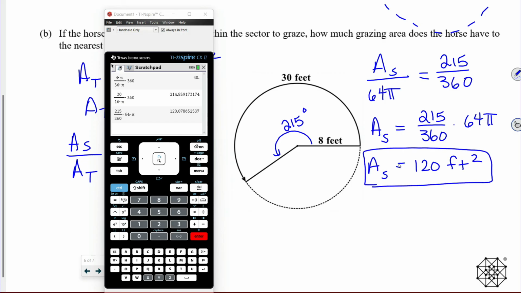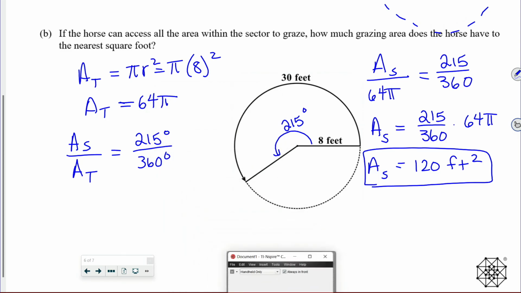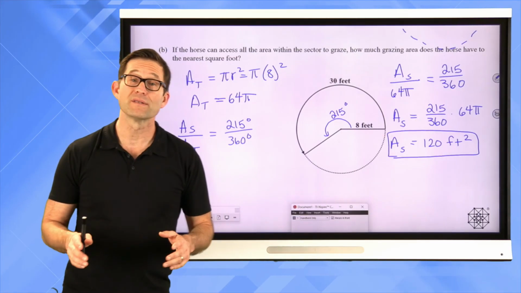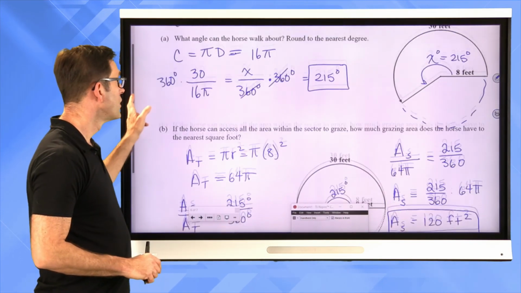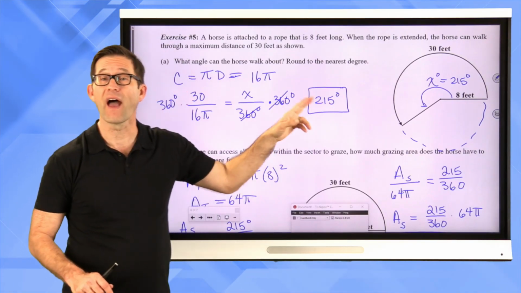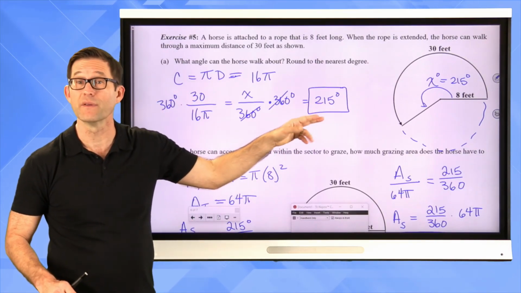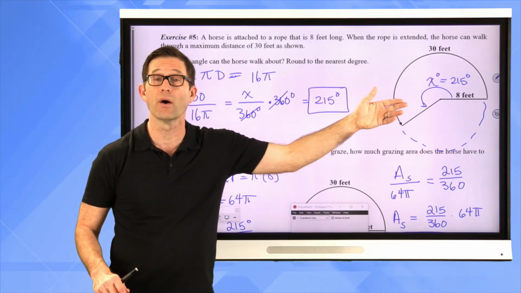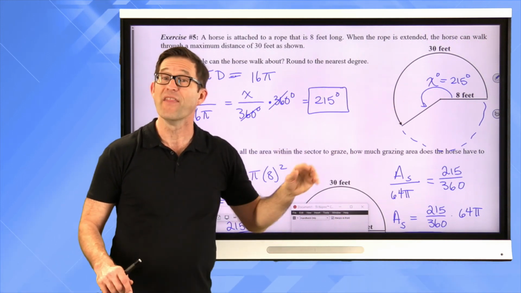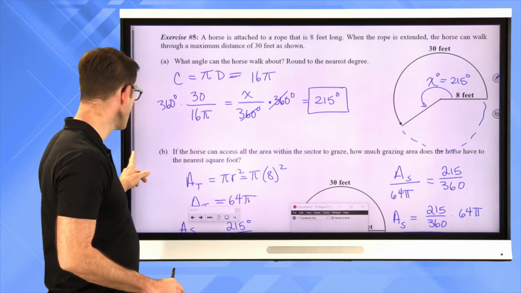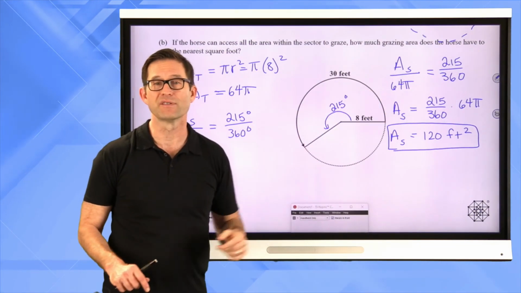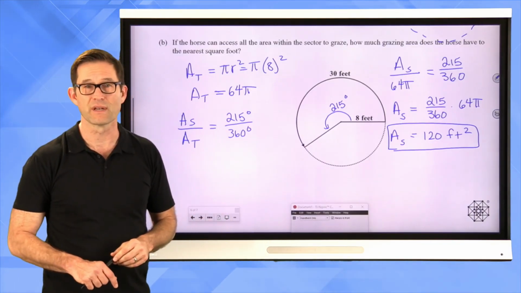All right, and that's it. Kind of a nice problem, right? Because in the first part of the problem, we used the arc length to figure out the central angle of the sector. And this is one of the only situations we dealt with where we were working with a major sector versus a minor sector. And then, because we now know the angle of the sector, we can figure out the area of the sector by also doing that proportional reasoning.